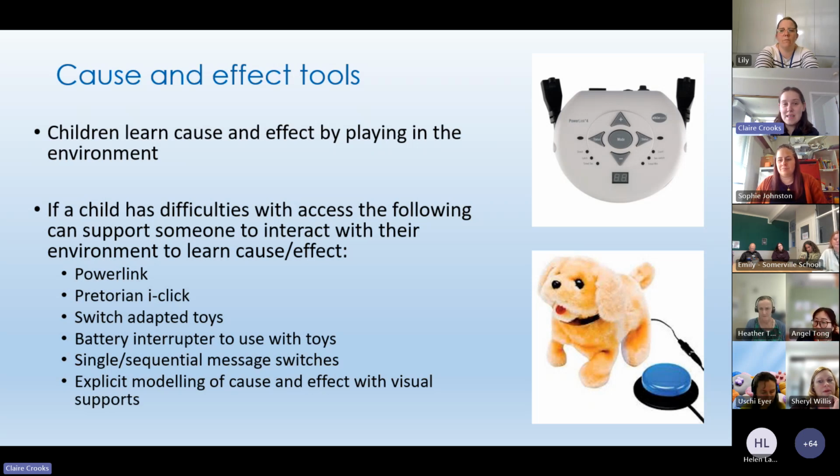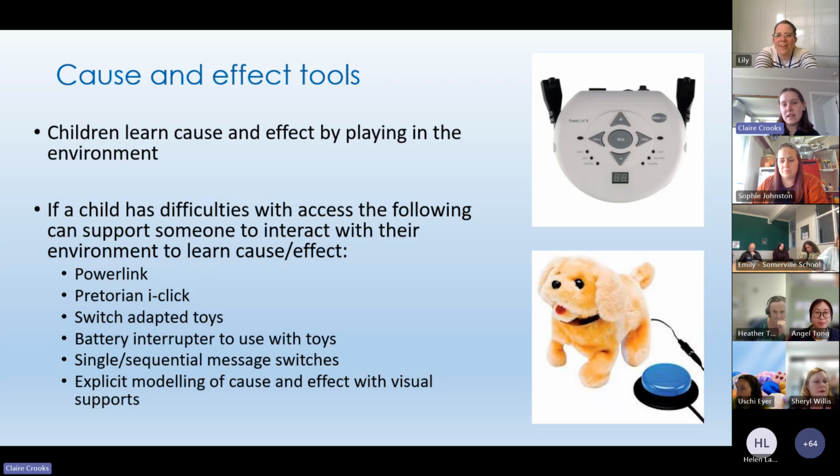So cause and effect tools. Typically children or people learn cause and effect by playing and engaging with their environments around them. If a child has difficulty with access, so manipulating their hands or moving in things, then it can be really hard to learn that cause and effect because they don't get to experience the environment. Things that can support that are like power links or Praetorian eye clicks, which you can get from different suppliers at the moment. Essentially, they can convert any plug-in equipment to be activated by a switch.